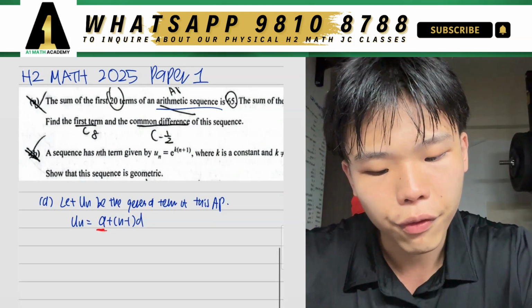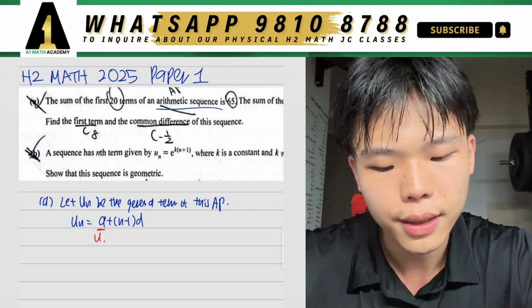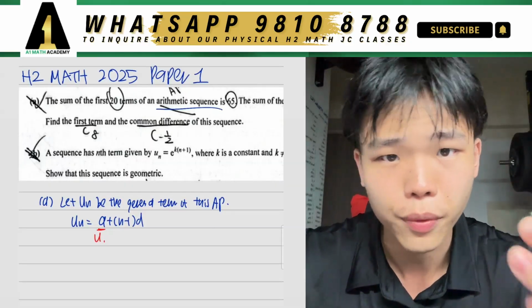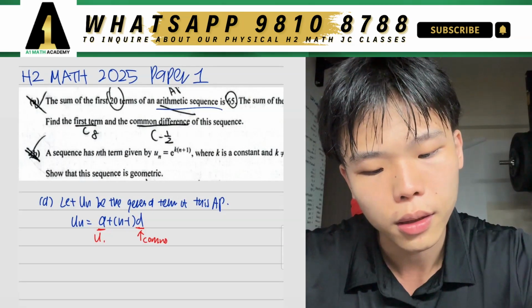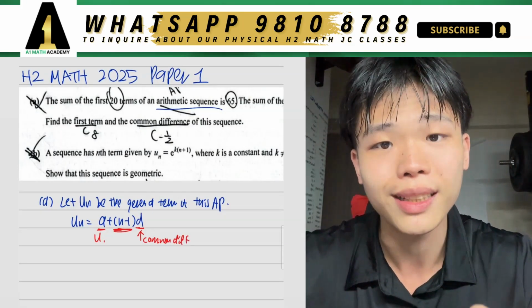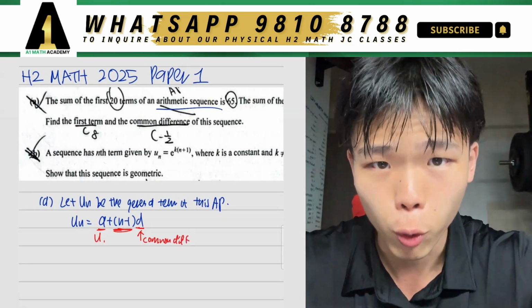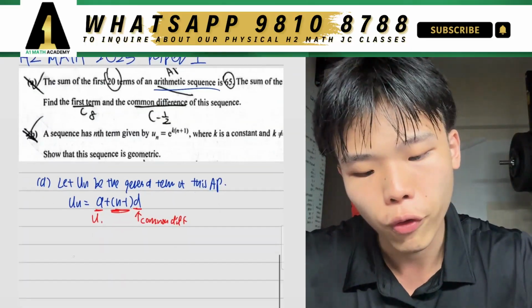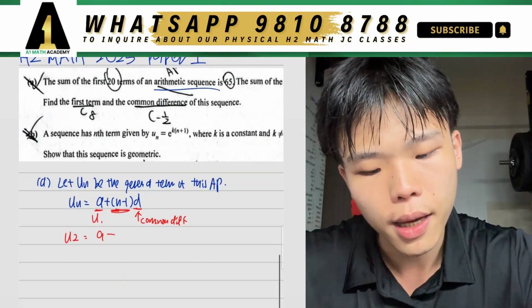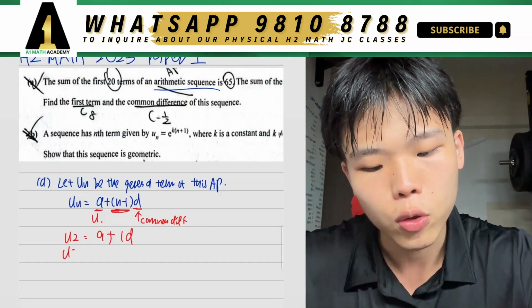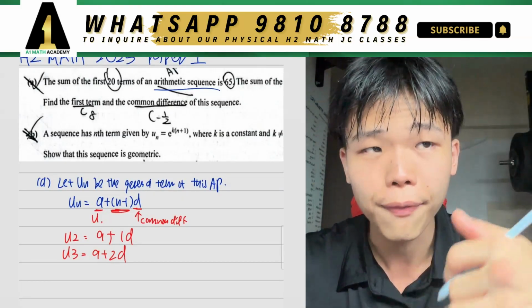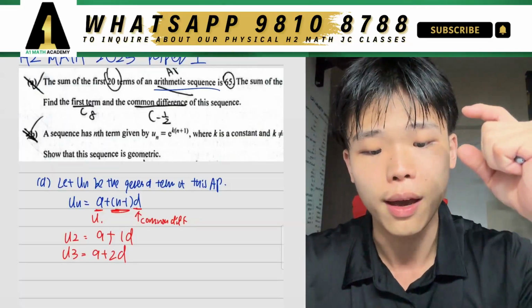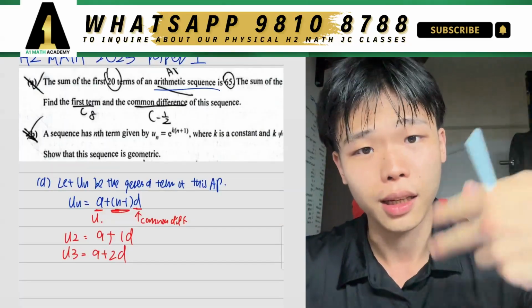Now, what is this? A over here is the first term, U1, because every single term in the sequence starts from term 1. And over here, d is the common difference, whereas n minus 1 is the number of times I jump forward to reach this new term. So for example, U2 will just be a plus 1 times d, U3 would be a plus 2d, right? To get to U3 from U1, I need to jump forward 2 times, and that's why we have n minus 1 to count the number of times I jump.